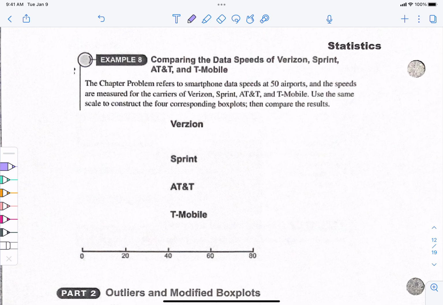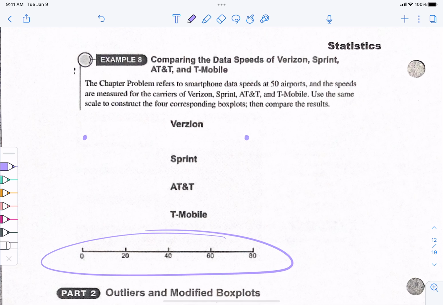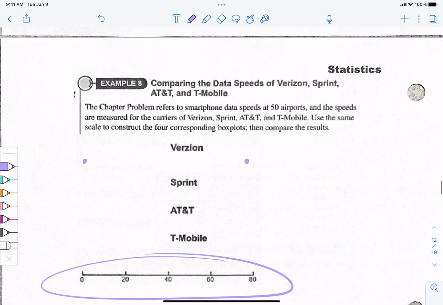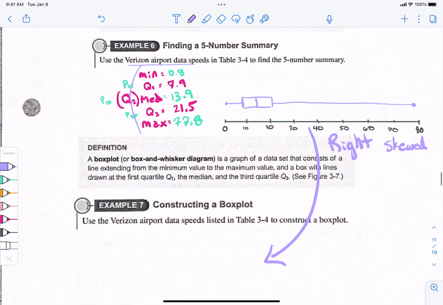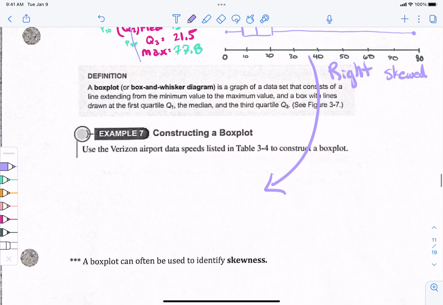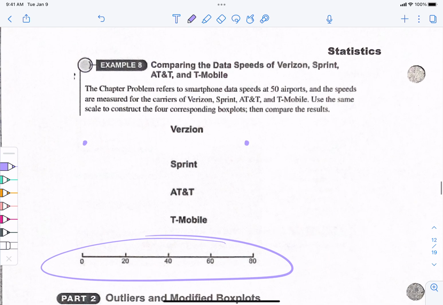So Verizon went from 0. Do you guys see this number line down here at the bottom? Yeah. Went from like 0.7 or 0.8 or something to like 77.8. Okay, there was my whiskers and something about 10 to 20-ish. So about here to here, and there's my box. So recreate that, something of that nature. That's what Verizon looks like.